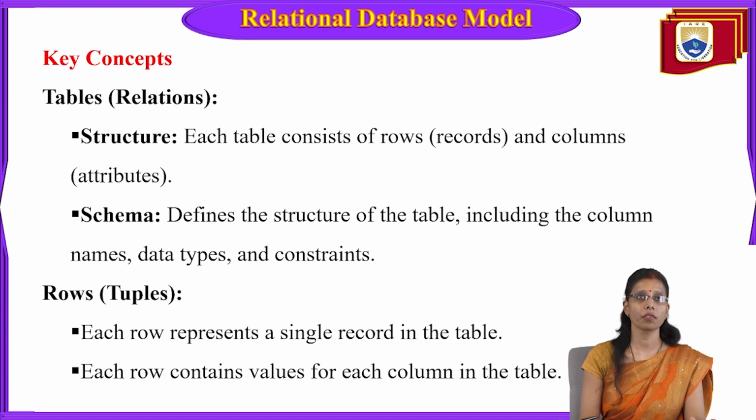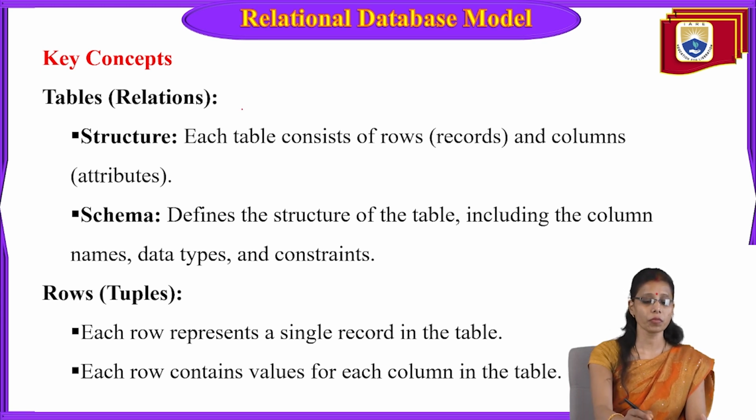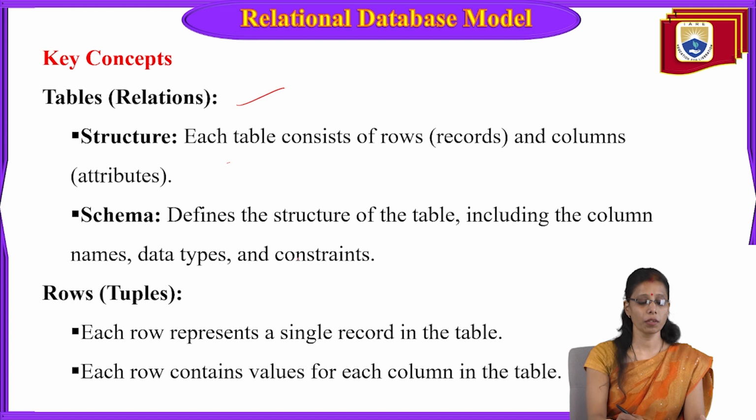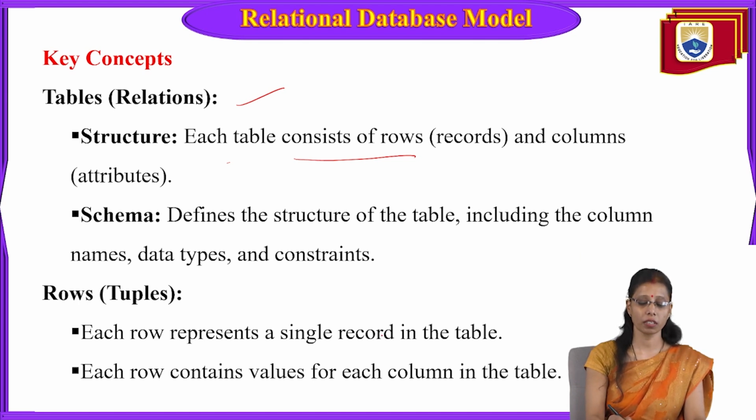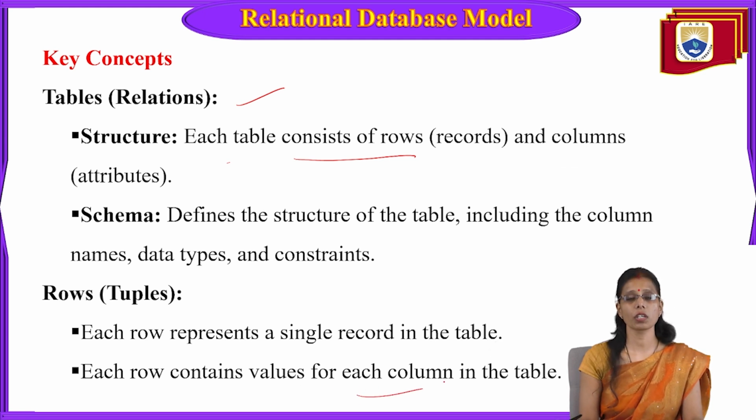Key concepts: we will see tables and relations. In this we will see structure, schema, and rows. In tables, the structure is that each table consists of rows, or records, and columns, or attributes. The schema defines the structure of the table, including the column names, data types, and the constraints. In rows, or tuples, each row represents a single record in the table, and each row contains a value for each column in the table.